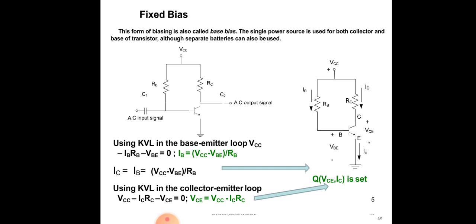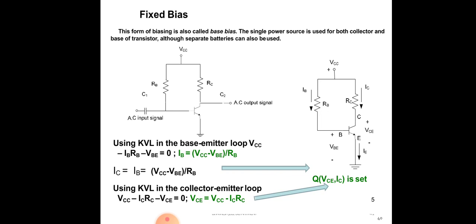So, fixed bias. This form of biasing is also called base bias. A single power source is used for both the collector and base of the transistor, though separate batteries can also be used. We are providing only a single bias, that is the VCC voltage. The positive terminal is connected to the base region and the negative to the N region, so the emitter-base junction is forward biased and the base-collector junction is reverse biased.